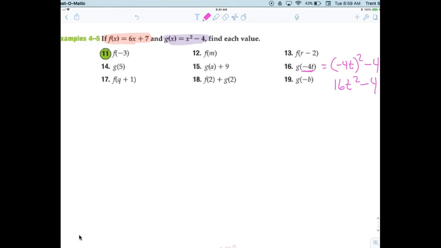6Q plus 13. You are awesome. How did you get that? Feels good. All right, here we go. So, wherever I see an x, I'm going to put what? Q plus 1. So 6, open parentheses, Q plus 1, close parentheses, plus 7. So that becomes 6Q plus 6 plus 7, 6Q plus 13.